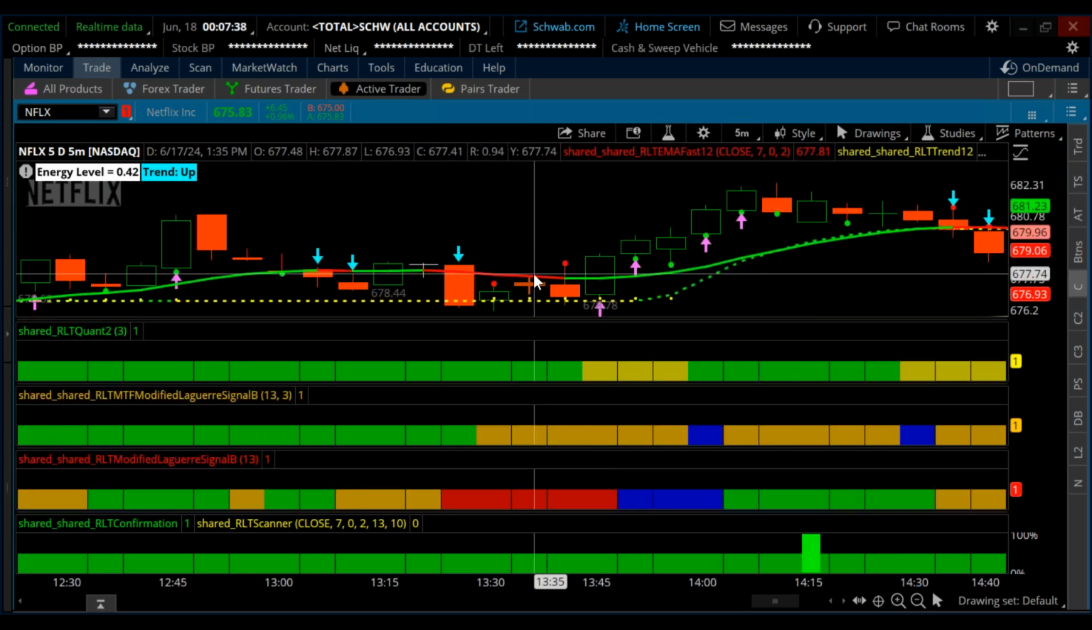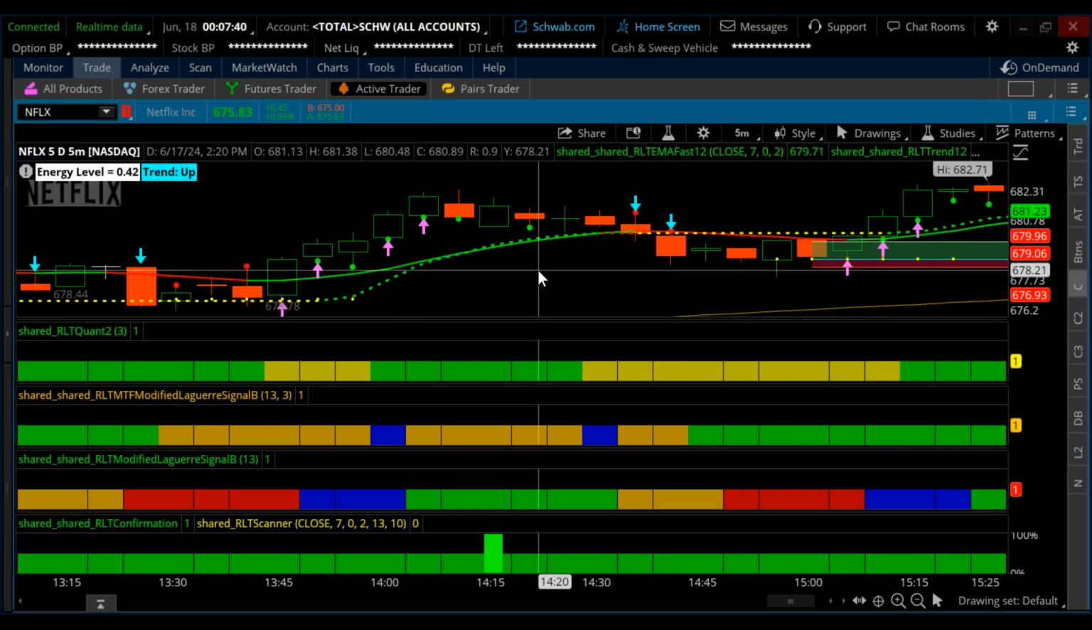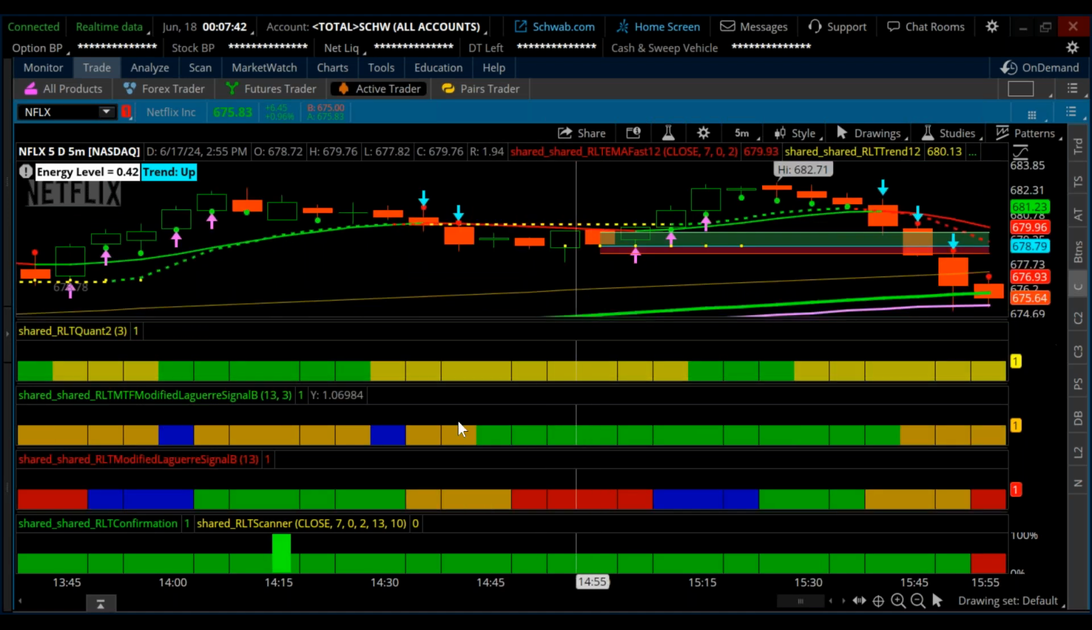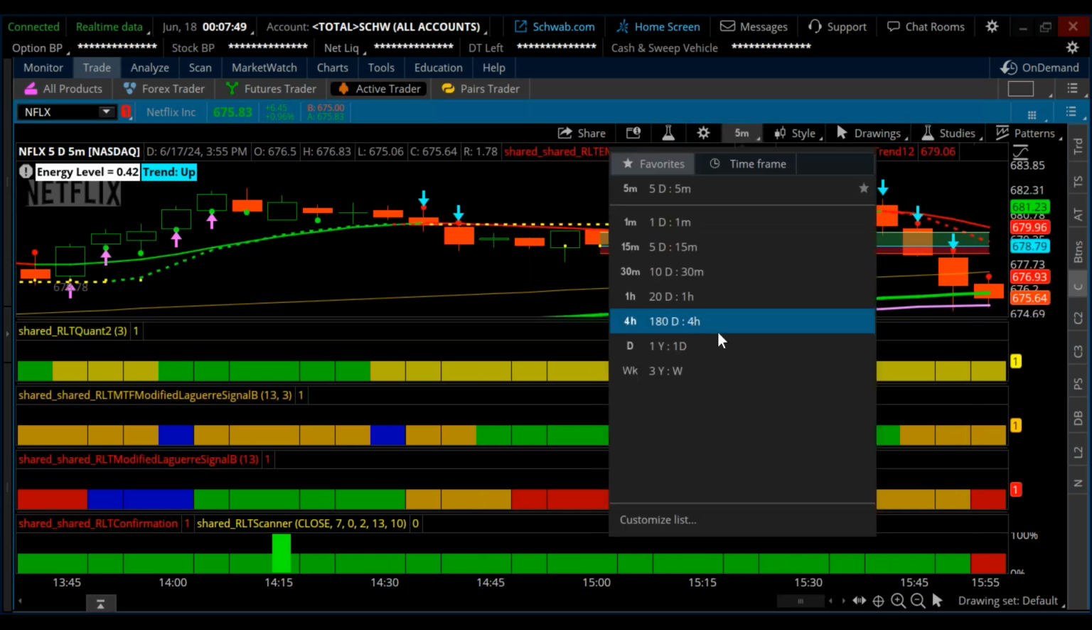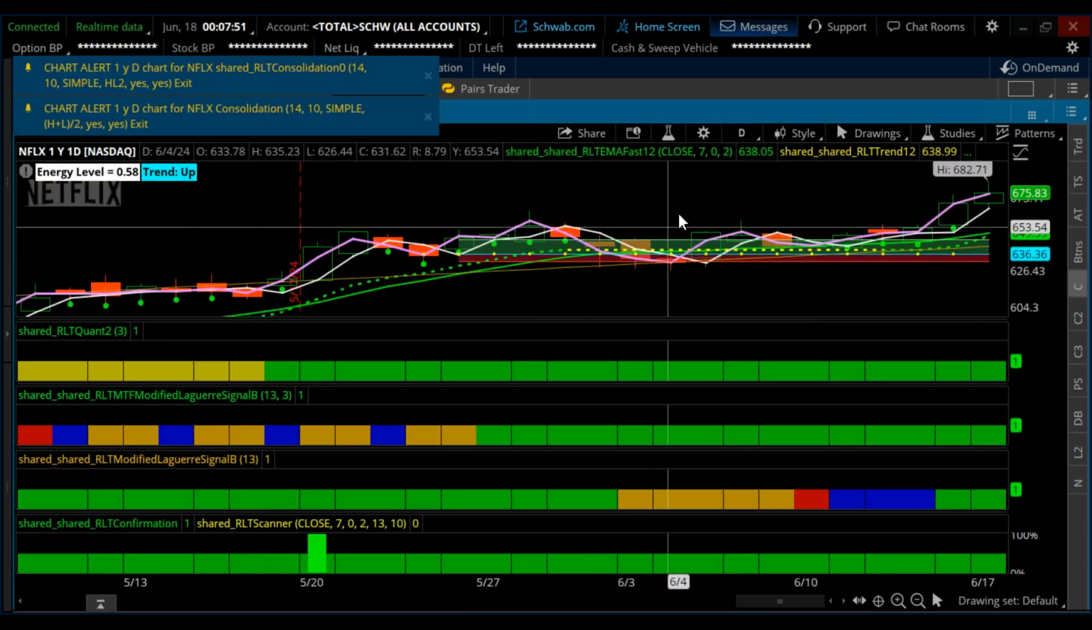And you can see that it got chopped around again through most of the day. So very, very choppy on the 5-minute chart today, and then it closed out pretty weak at the end of the day. But we know the daily chart on Netflix is really, really nice.